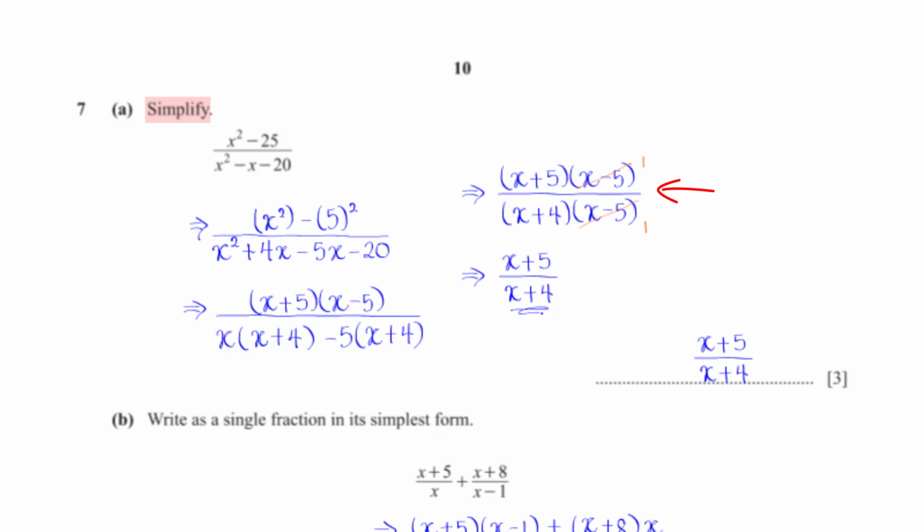And so x minus 5 cancels out in both the numerator and the denominator. And we are left with x plus 5 divided by x plus 4 as our final answer.